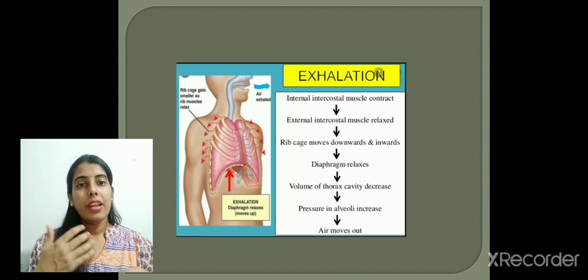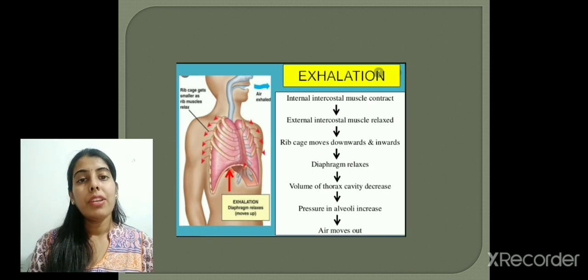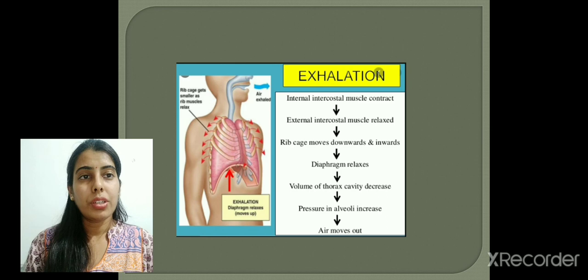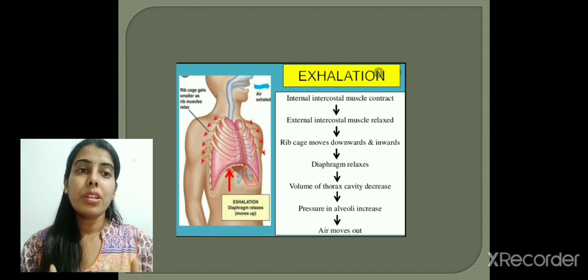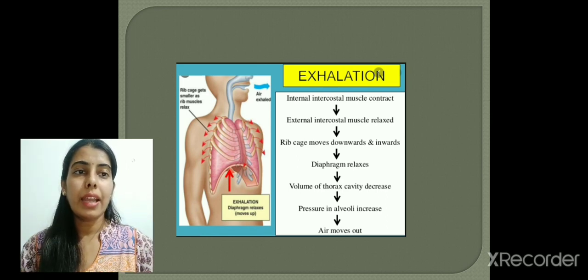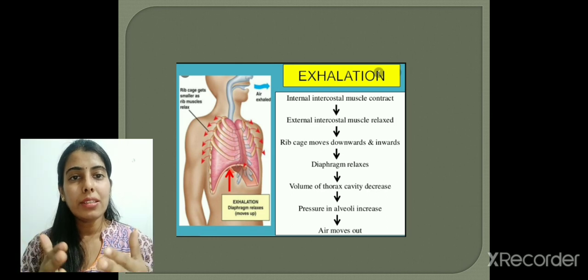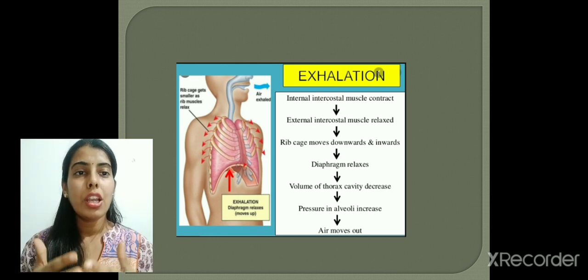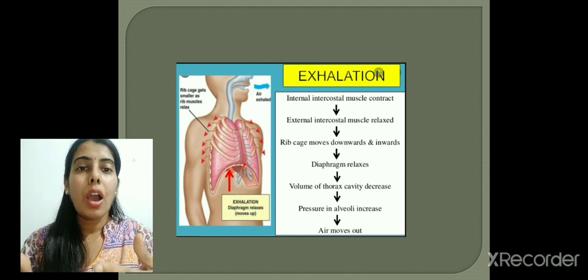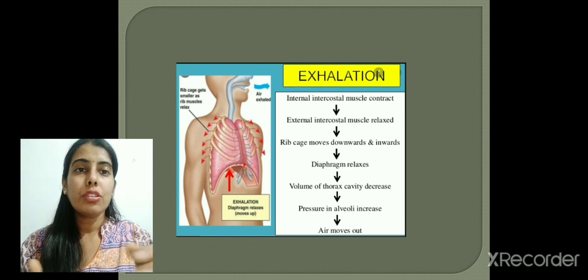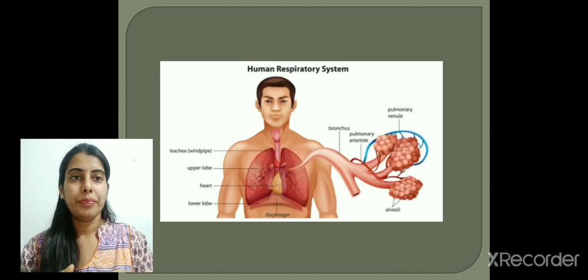Now during exhalation, that is when we are taking the air out, the intercostal muscles again help us by contraction and relaxation. The rib cage which went upwards now moves downwards and inwards to decrease the volume of the thoracic cavity, so that we are able to expel the air out. This process is called exhalation.